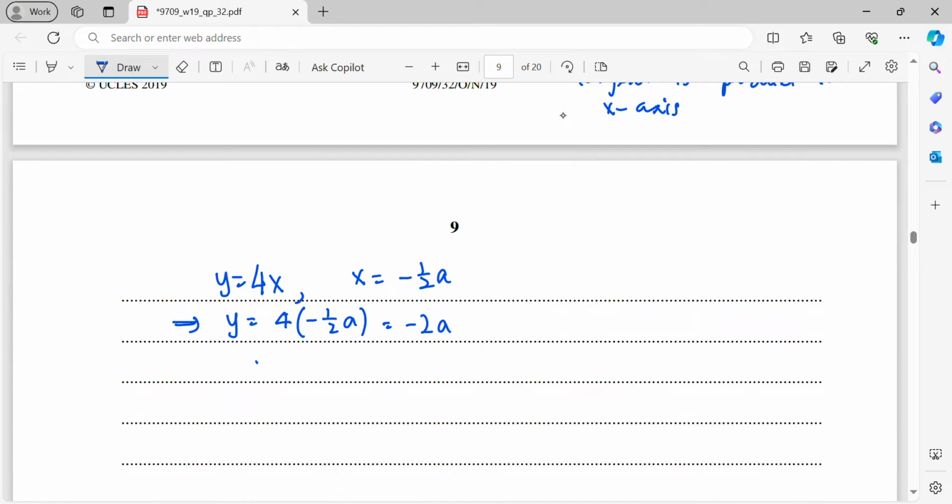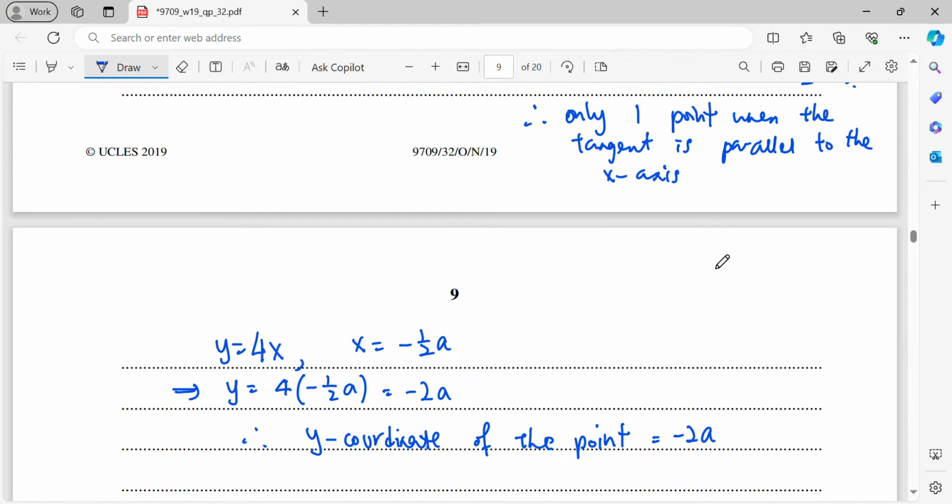Okay, so at last, you can just write: y coordinate of the point equals negative 2a. Alright, so done for this question.